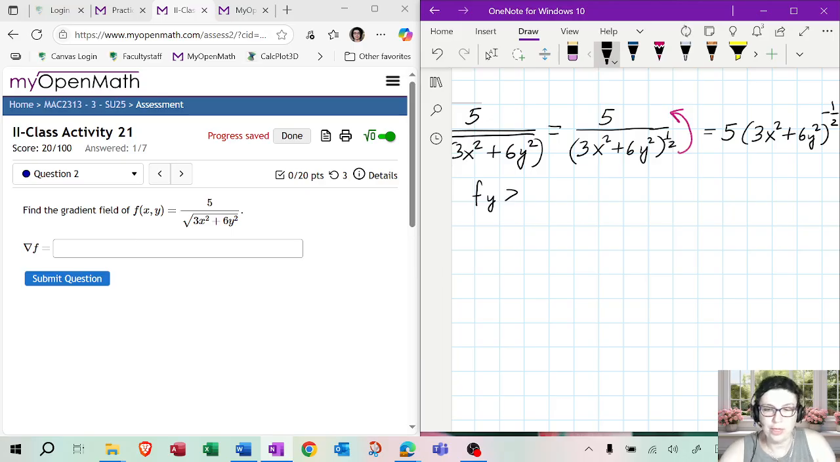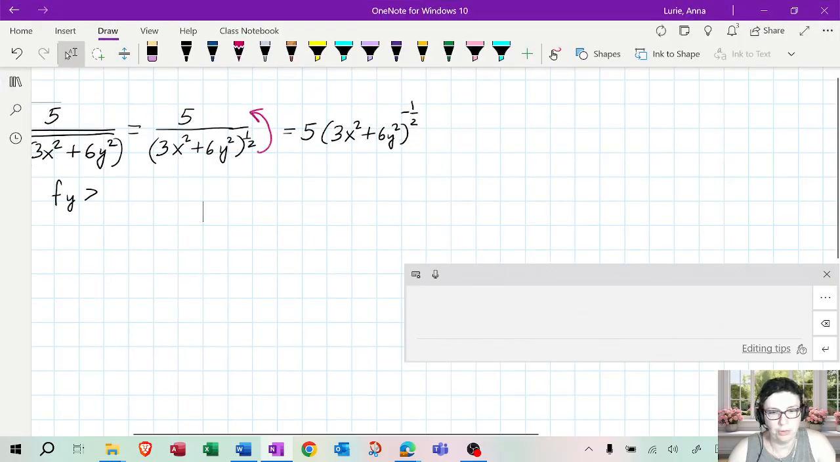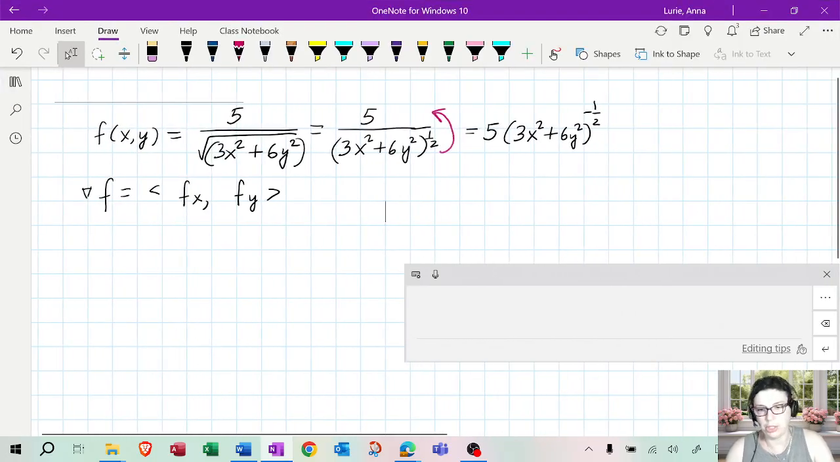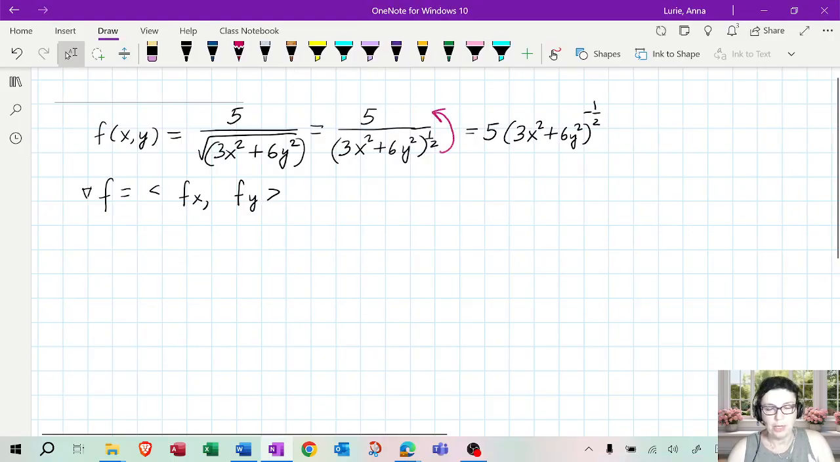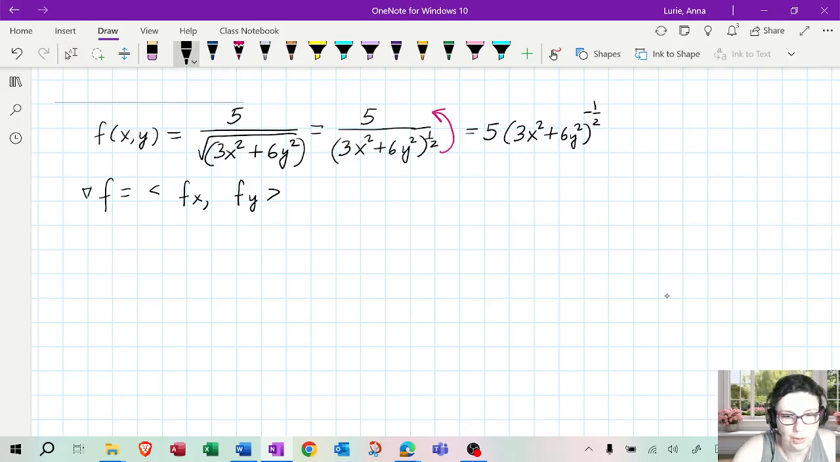So what I've done so far does not mean that I took the derivative already. Some people think, oh, well, she's already done with the derivative. No, all I did is I just prepared my function so it's going to be easier for me to take the derivative. And now let's go ahead and do that. Now let's take the derivative.